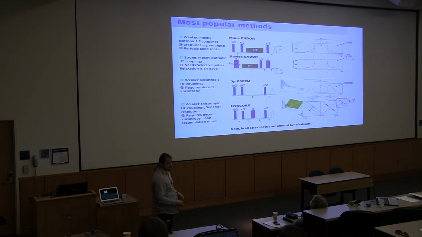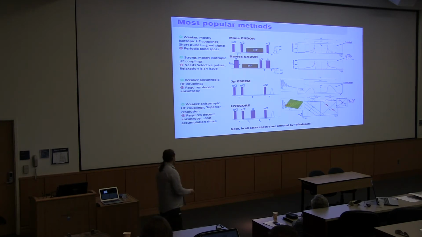In any case, I don't know if you can see here, there are periodic blind spots for Mims ENDOR, and for Davies there is a blind spot in the middle. And that's the reason why ENDOR techniques are usually used for relatively isotropic hyperfine couplings. ESEEM methods are very different in the sense that they're mainly used for anisotropic coupling. Three-pulse ESEEM is a one-dimensional method, and HYSCORE is essentially a two-dimensional version of that.